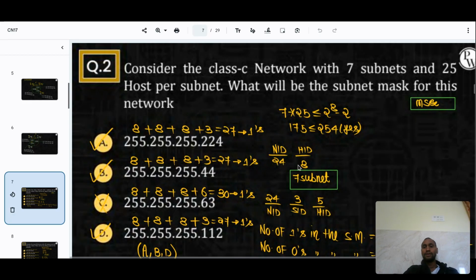So the network ID is 24 bits and the host ID is 8 bits. In the question 7 subnets are required. So for 7 subnets, what number of bits is chosen? 3 bits. 2 to the power 3 is 8 subnets possible. So it is possible by borrowing 3 bits from the host ID part. The host ID will remain 5 bits, the subnet ID 3 bits, and the network ID 24 bits. So the number of ones in the subnet mask equals network ID plus subnet ID, that is 24 plus 3, which is 27.